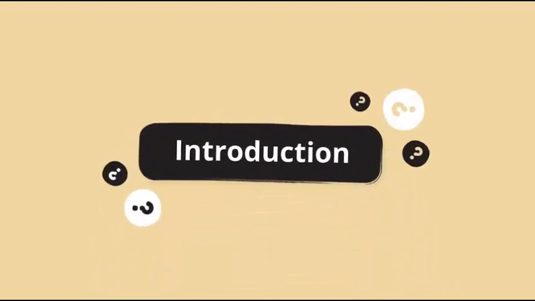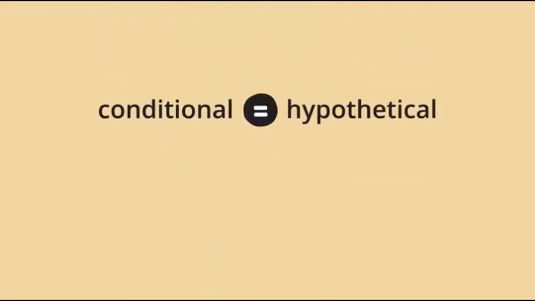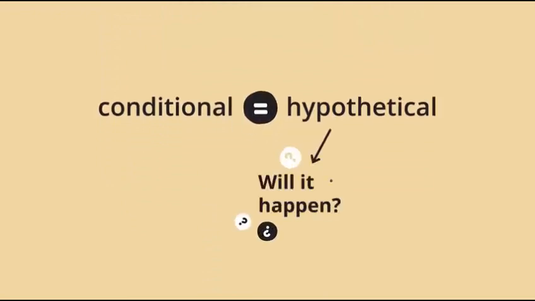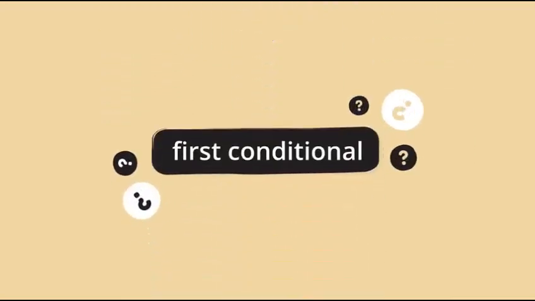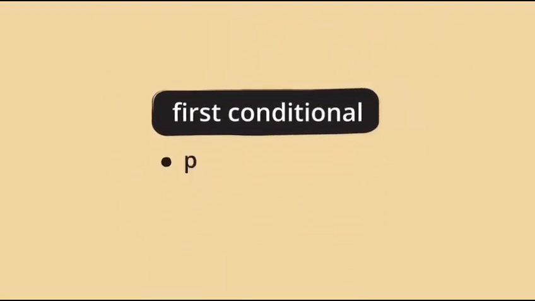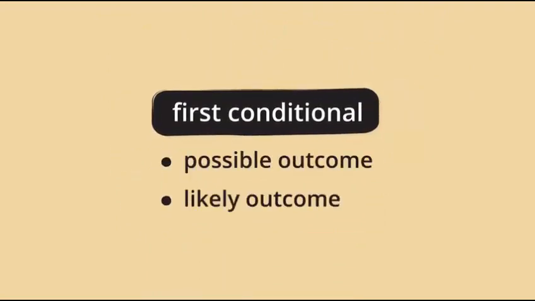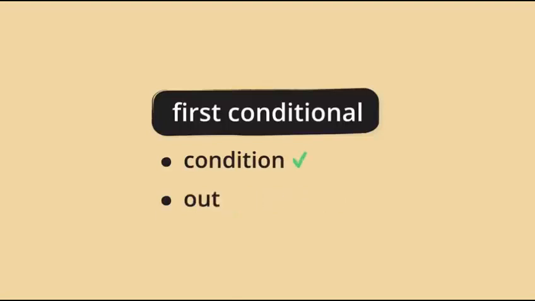What is the conditional mood in English? We use the conditional mood for hypothetical situations. When we don't know if something will happen, we make a guess about the outcome. What is the first conditional? We use the first conditional for a possible or likely outcome. This means that if a certain condition is met, the outcome will probably happen.